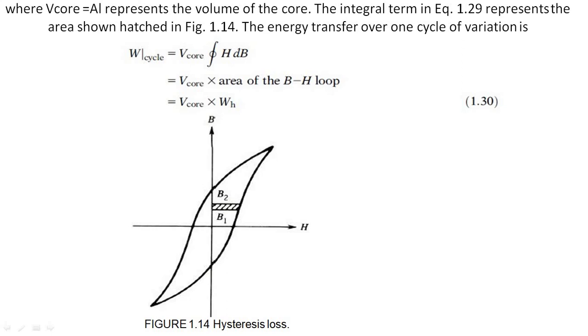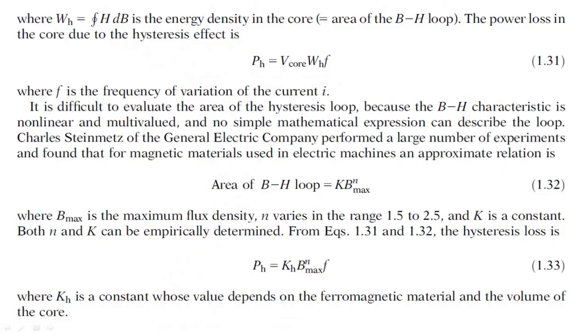Here is the hysteresis loop diagram, where WH is equal to the integral of H dB, the energy density in the core. The power loss in the core due to the hysteresis effect, PH, is equal to V core times WH times f, where f is the frequency of variation of the current I. It is difficult to evaluate the area of the hysteresis loop because the BH characteristic is nonlinear and multi-valued, and no simple mathematical expression can describe the loop.